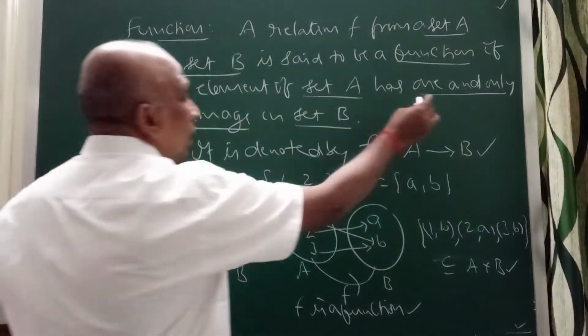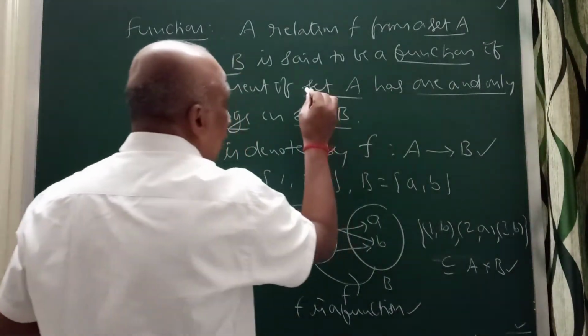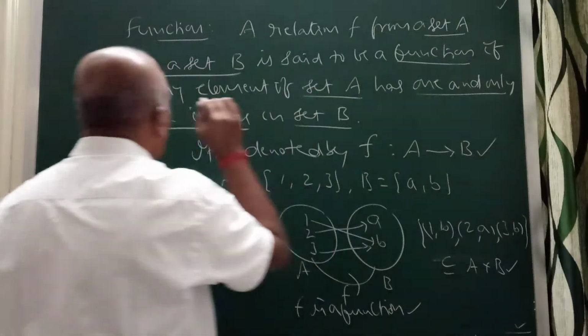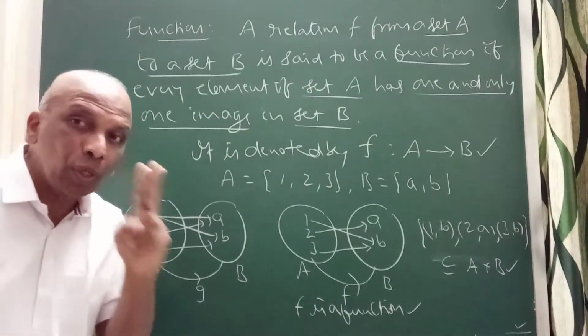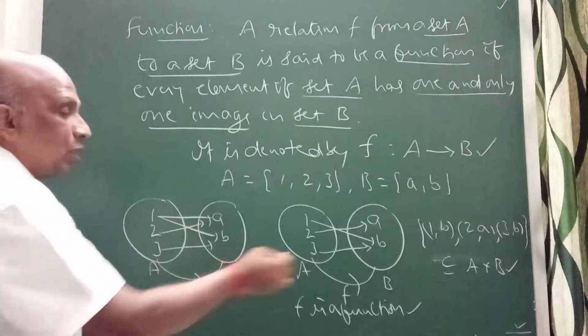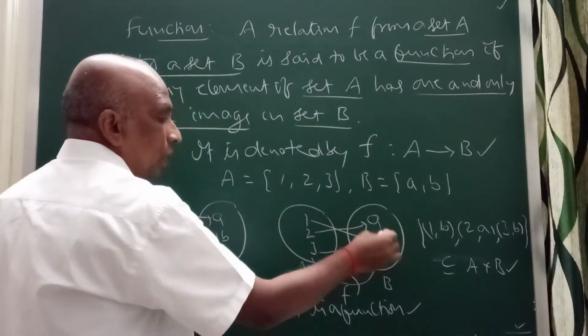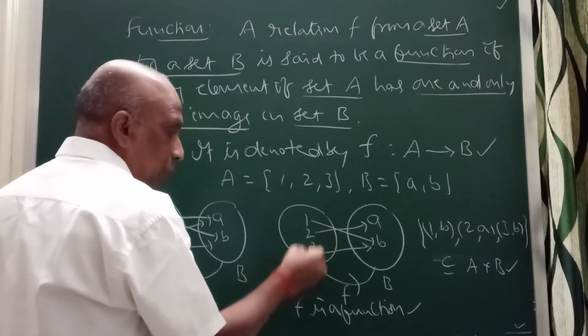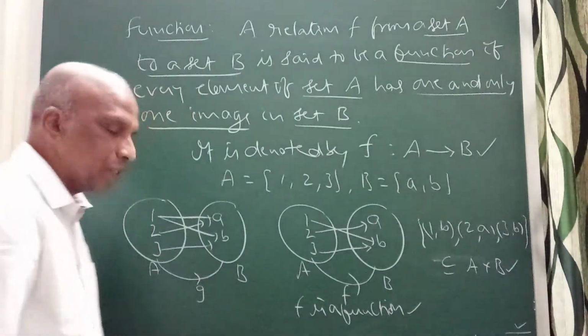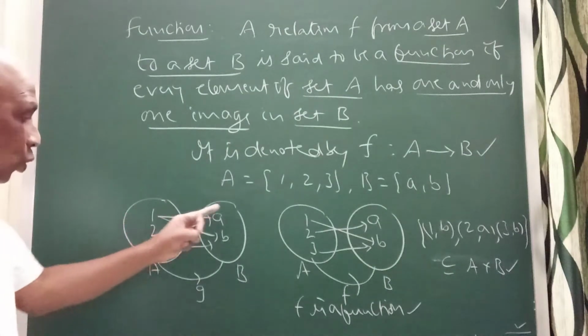But the rule is that each element of set A has one and only one image in set B. But here, 1 has two images, A and B. These are called images of these elements. In reverse, you can say 1, 2, 3 are called pre-images. That I will discuss. So here 1 has 2 images.